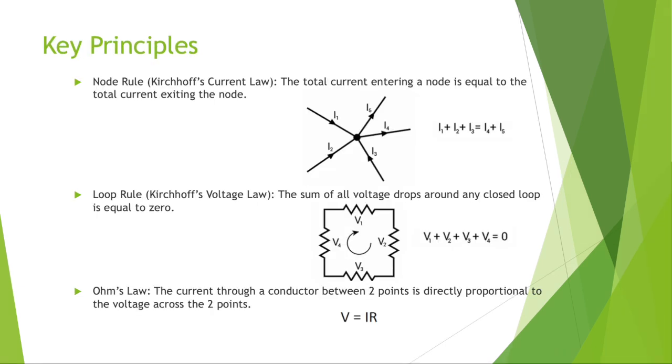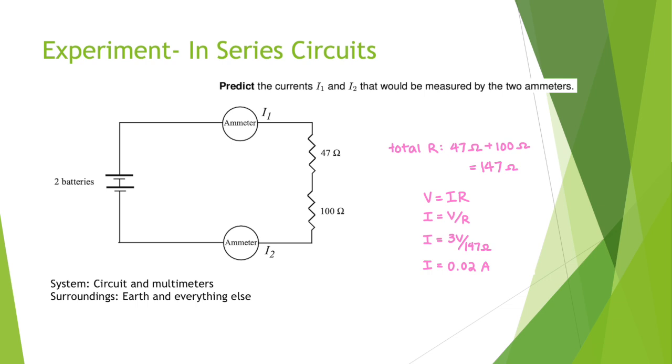Here are some key principles of circuits that we'll be looking at today. The node rule, also known as Kirchhoff's current law, states that the total current entering a node is equal to the total current exiting the node. The loop rule, also known as Kirchhoff's voltage law, states that the sum of all voltage drops around any closed loop is equal to 0. And lastly, Ohm's law states that the current through a conductor between 2 points is directly proportional to the voltage across the 2 points.